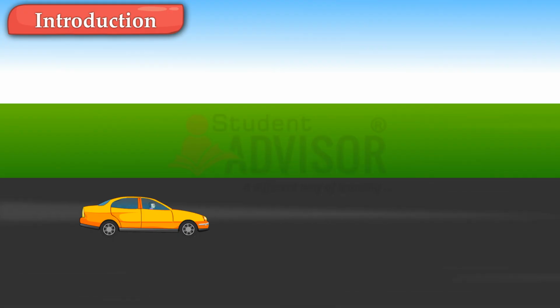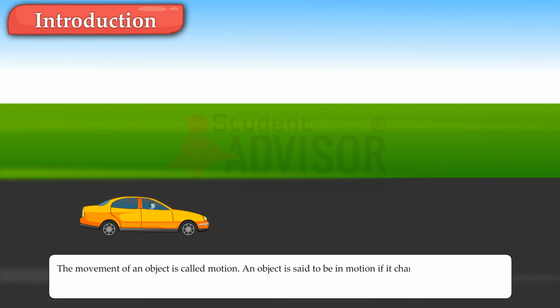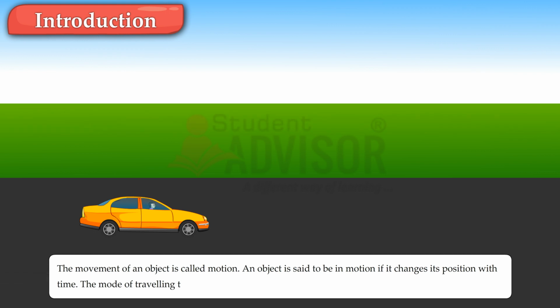Introduction. The movement of an object is called motion. An object is said to be in motion if it changes its position with time. The mode of traveling to a specific place depends on how far the destination is.